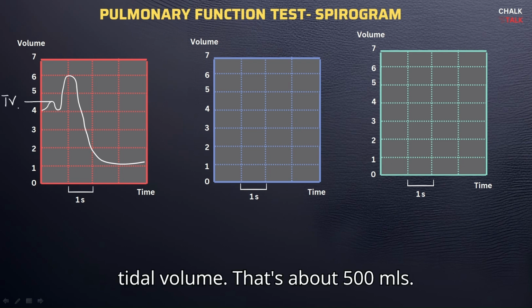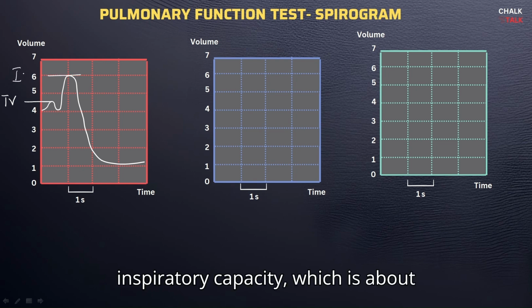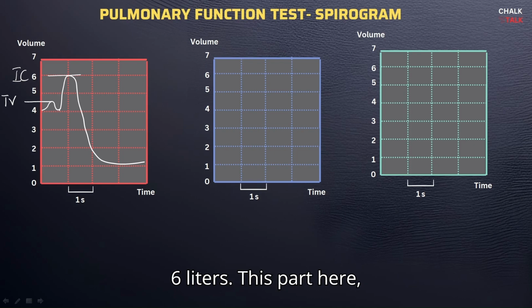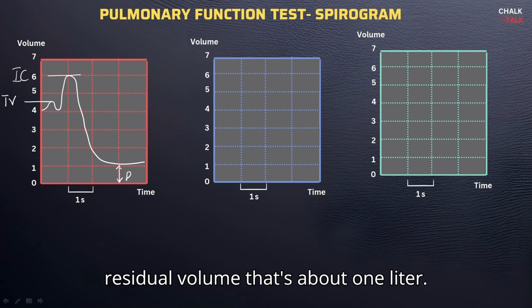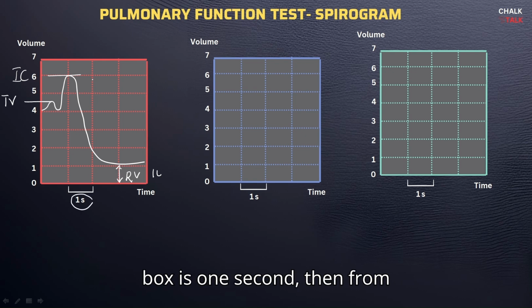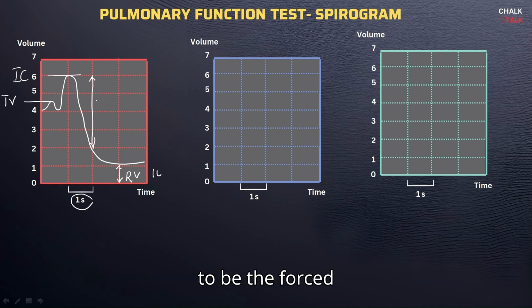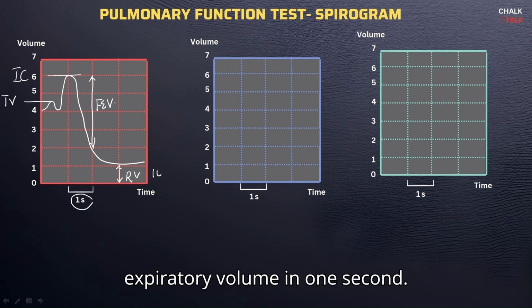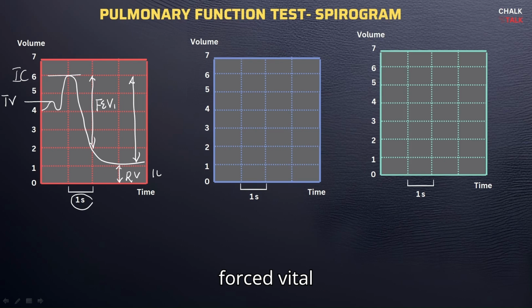That's about 500 mils. This part here is going to be the inspiratory capacity, which is about 6 liters. This part here, what do you think this is? This is the residual volume. That's about 1 liter. Okay, and if we know that this box is 1 second, then from all the way here up to this part is going to be the forced expiratory volume in 1 second. So this part here is going to be the forced vital capacity.